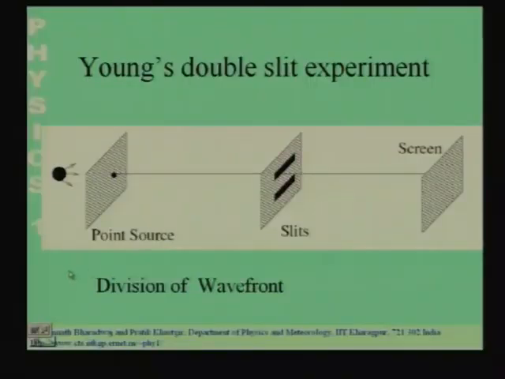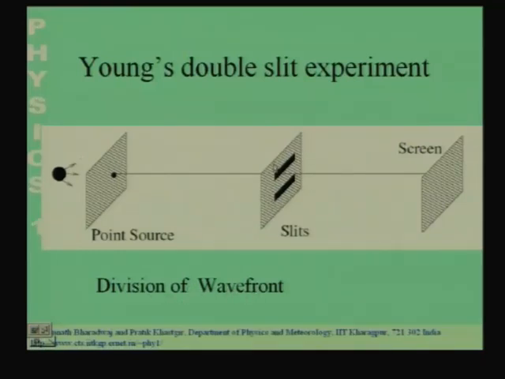Good morning. In the last two lectures, we have been discussing Young's double slit experiment. Young's double slit experiment works using the principle of division of wave front. This is something which we had not discussed in the last two classes. So, let me briefly tell you what this is all about.